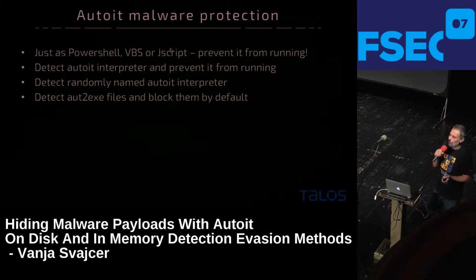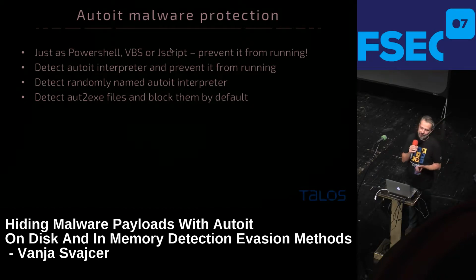So now, how to protect against this? Well, just as we recommend for PowerShell or VBScript or JavaScript, if you don't really use them, then disable them. Try to prevent them from running. If you really don't need an Autoit interpreter, you can simply say, if anything tries to run the Autoit interpreter, I will block it.